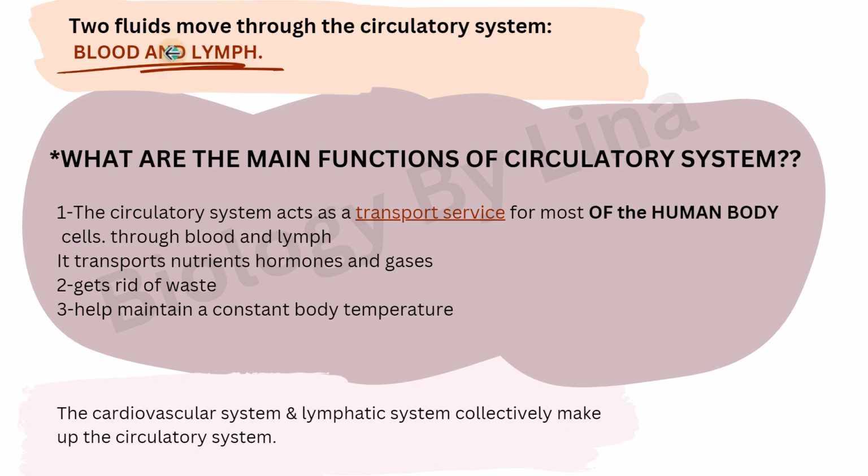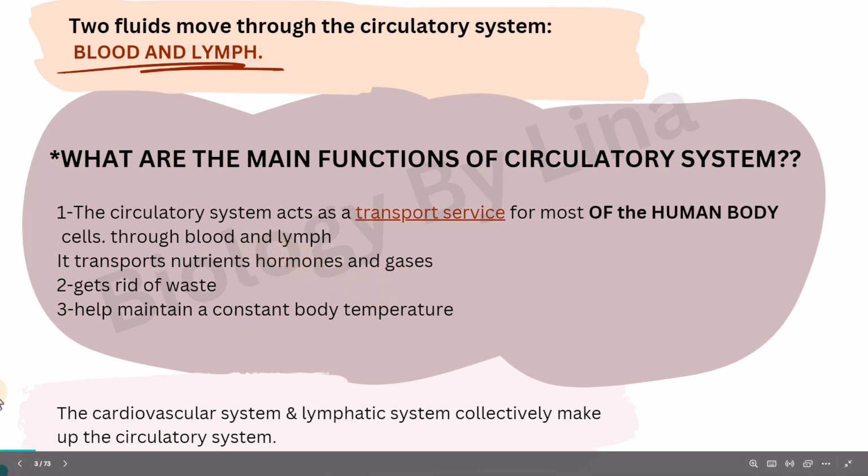What are the main two fluids that move through the circulatory system? The two main fluids that move through the circulatory system are blood and lymph. The main functions of the circulatory system: number one, it acts as a transport service. It transports what? It transports most of the human body cells throughout the blood and the lymph. It transports nutrients like vitamins, amino acids, and fatty acids, for example, and also transports some hormones like testosterone from the endocrine system, and transports gases like oxygen. It also helps in getting rid of waste like carbon dioxide.